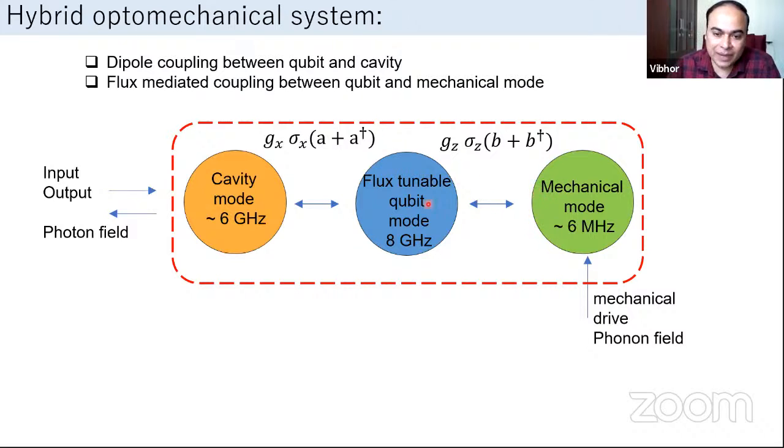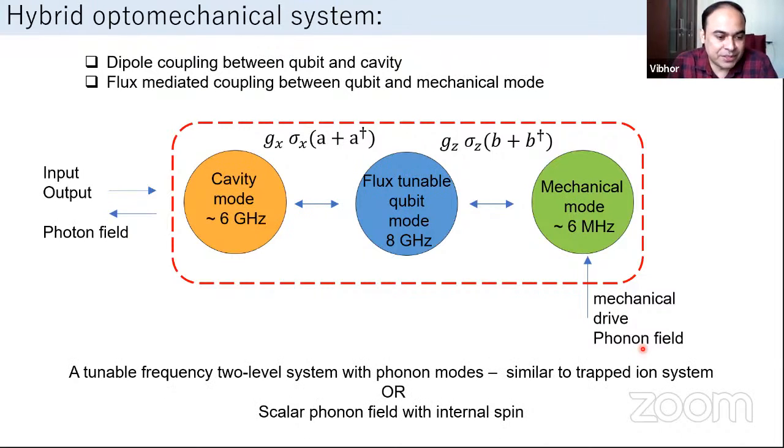Okay. As a part of this flux qubit, we have a mechanical mode, which is designed close to 6 megahertz frequency. And due to this, as part of this SQUID coupling, we have a longitudinal coupling between the mechanical resonator and the qubit mode, okay? And in addition, we also have a mechanical drive line on the mechanical resonator, which is equivalent to a phonon field if you want to use it, okay?